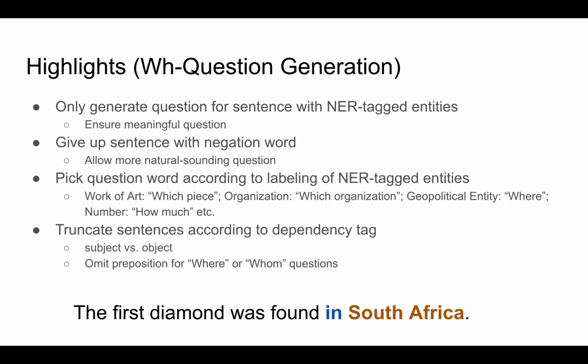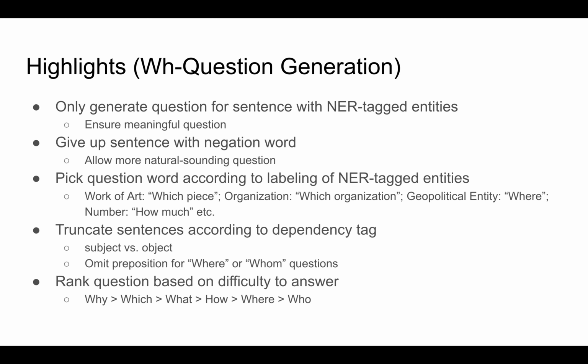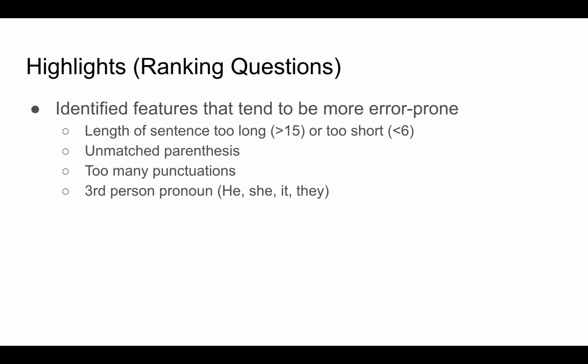We also truncate our sentences according to the dependency tag. So for example, in this example, the first diamond was found in South Africa. In the question, we remove the preposition in. And at the last, we rank our WH questions based on their difficulty to answer. Why, which, what, how, where, and who is the order of our difficulty.